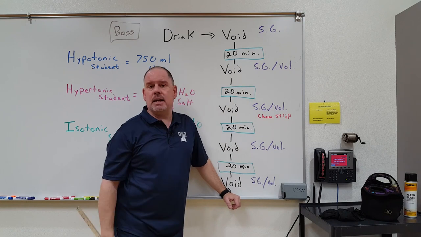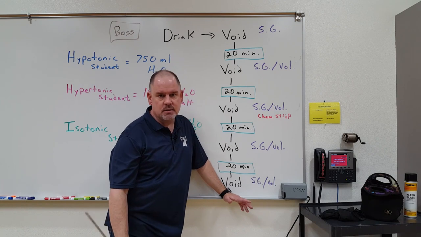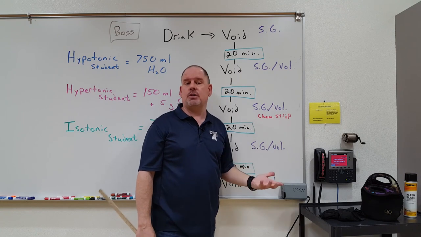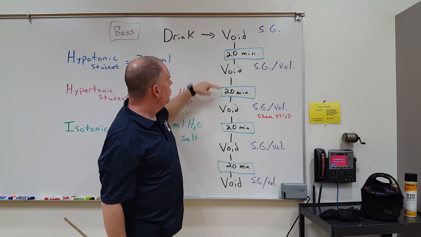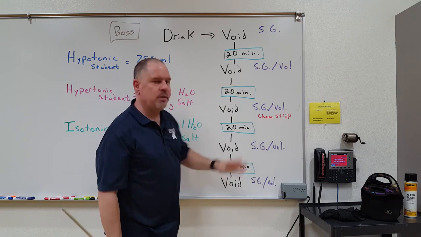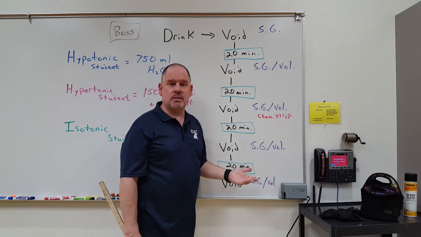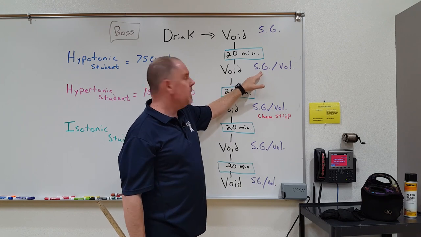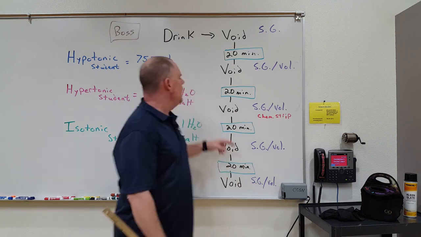They'll come back and get a specific gravity on that urine sample just as a way to practice. We're really not looking at this as a data point. We just want to show people how to use a refractometer. Then, 20 minutes later, and every 20 minutes after that, we will void, 4 data collections. Each time the student comes back with a urine sample, yes, a real urine sample, they will get a specific gravity from that and the volume so that we can calculate urine output.